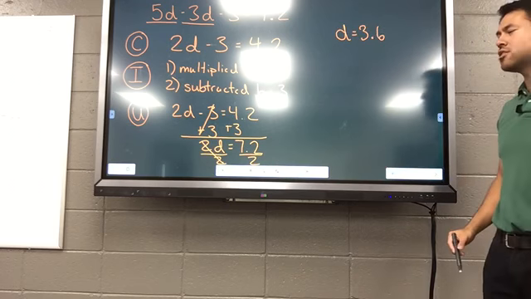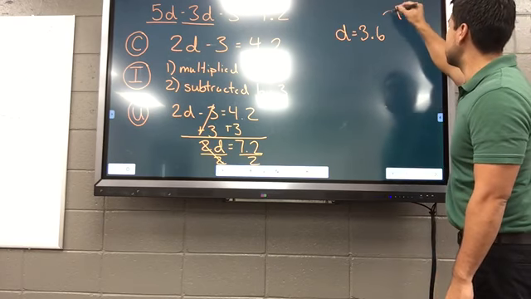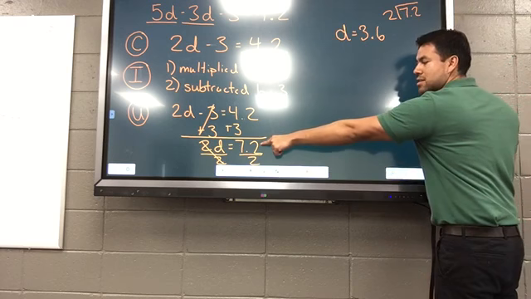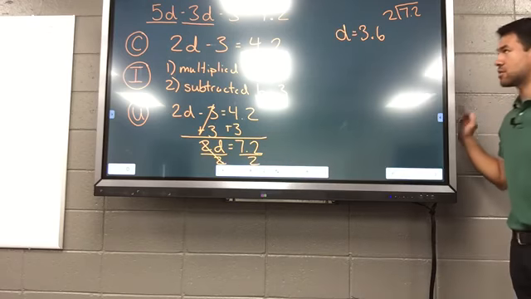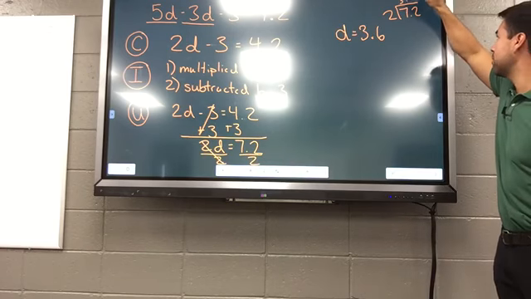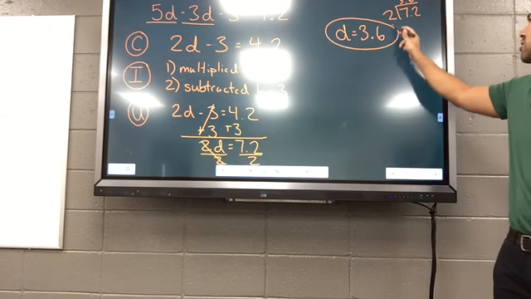3.6. You're like, Mr. A, how did you get that? Well, you could just do 7.2 divided by 2. Remember, which number always goes in the box? The top number. The numerator always goes in the box. So divide it out, you get 3.6. All right, but is this my answer?